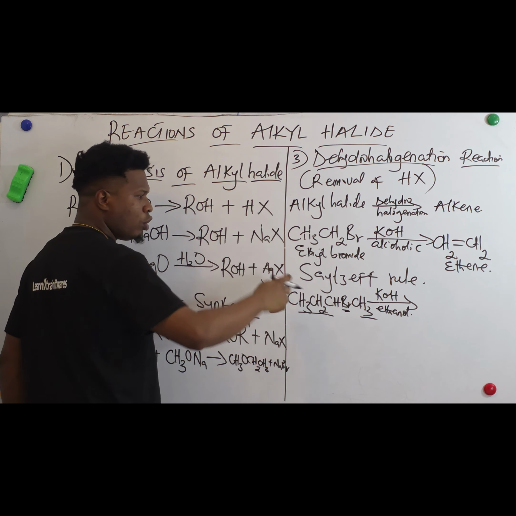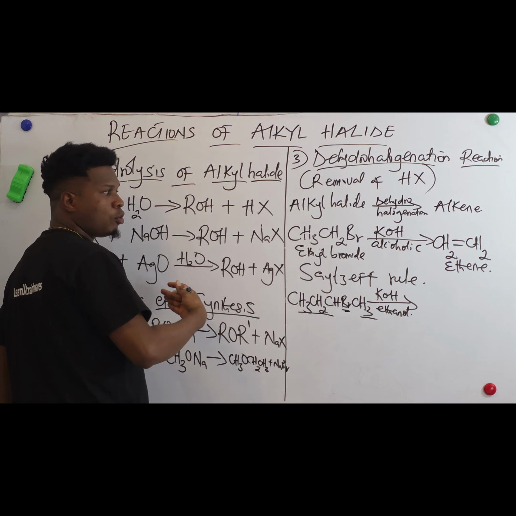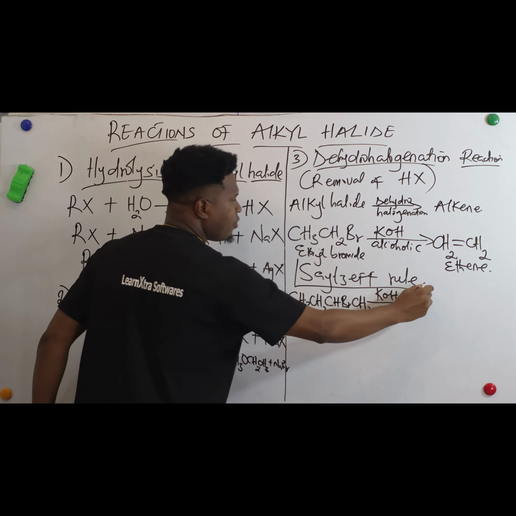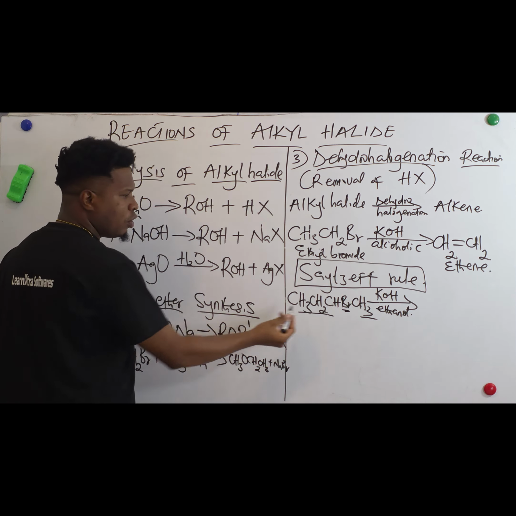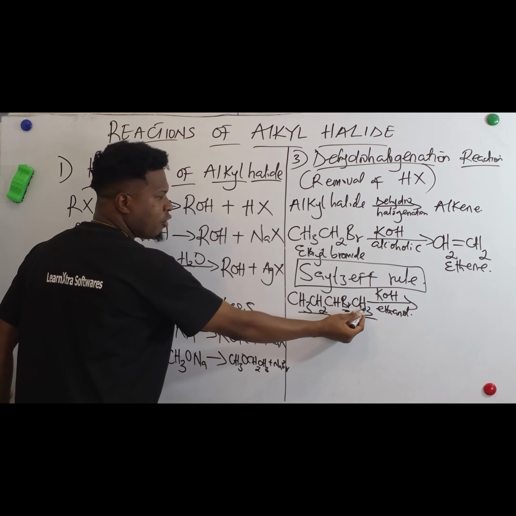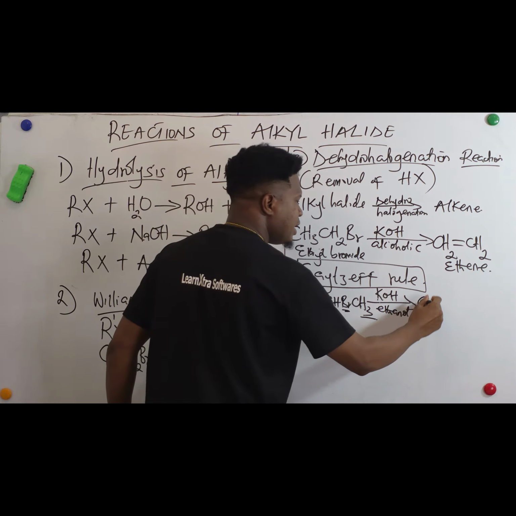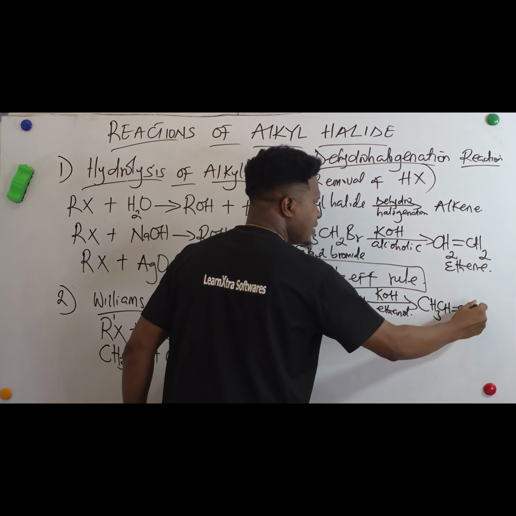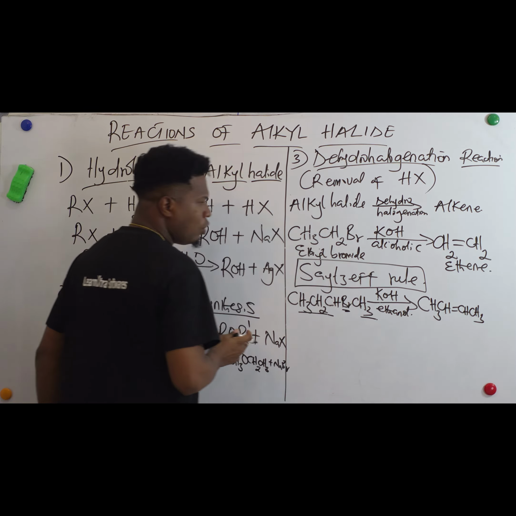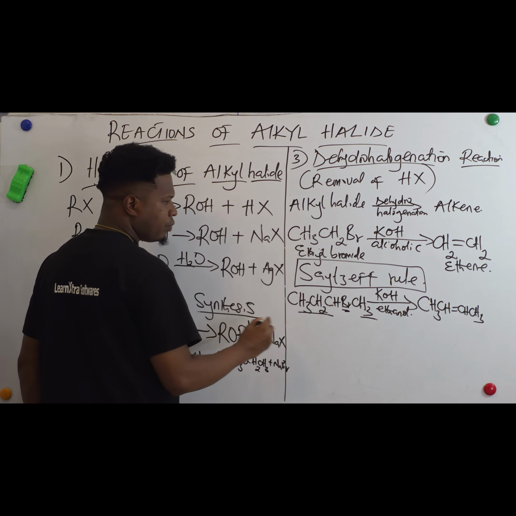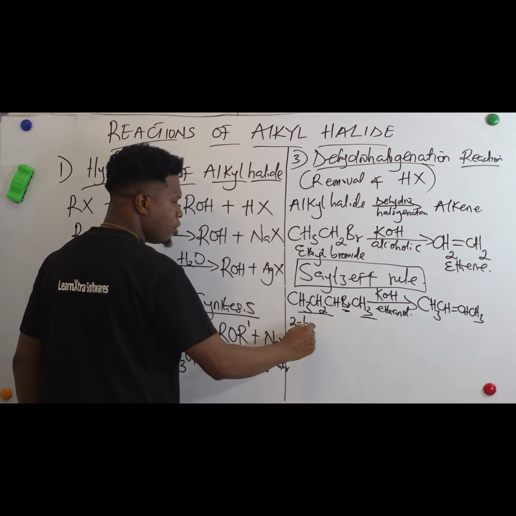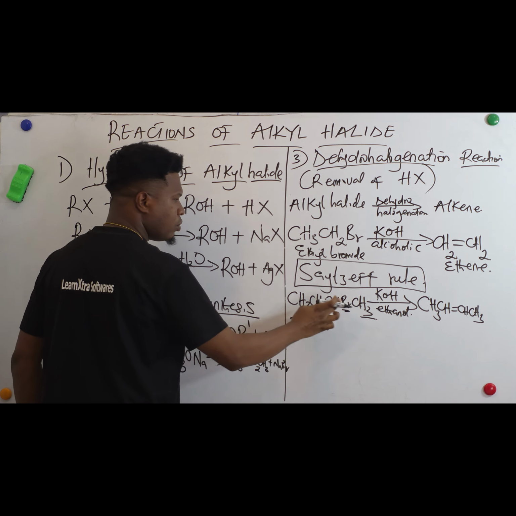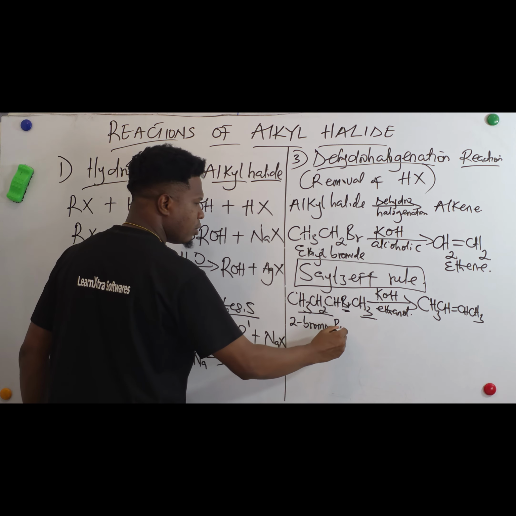So the hydrogen will come from the side that has more alkyl groups, and that is what we call the Saytzeff rule, okay? So if you're going to remove hydrogen from here instead of removing from here, you're going to have CH3, CH double bond CH, CH3. So the dehydrohalogenation of this compound here is 2-bromobutane, okay?